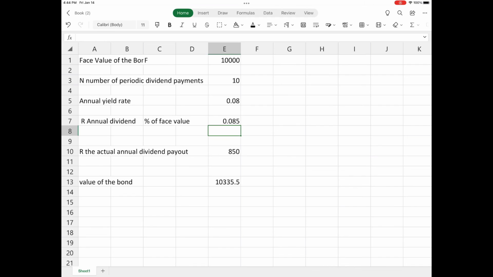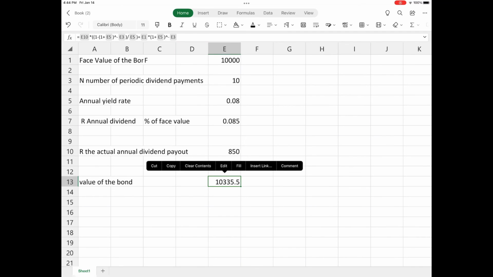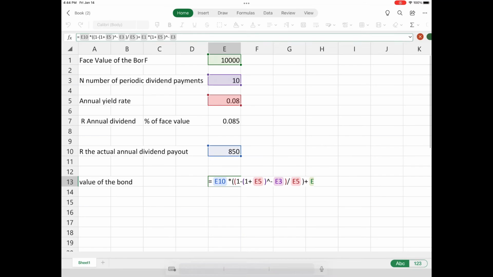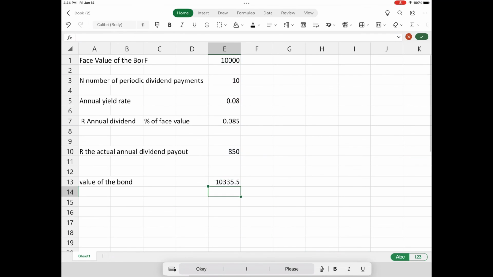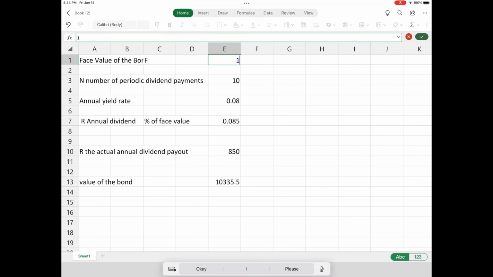And this is the formula once again. So I am using this formula to calculate the value of the bond. At the time of redemption, I am going to get only 10,000. But today I am paying 10,335.5. If I pay 10,335.5, the extra thing I am getting is, even though the bank interest is only 8%, I am actually getting 8.5%, which is 850 as my yearly payment. So this is how we find the value of a bond.